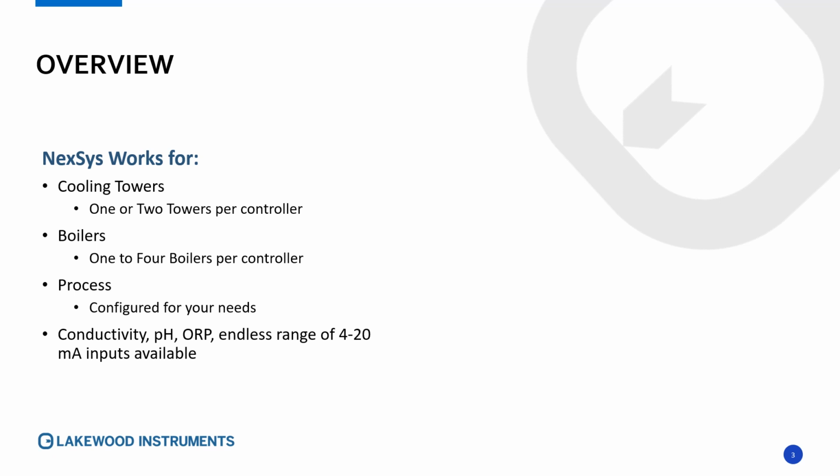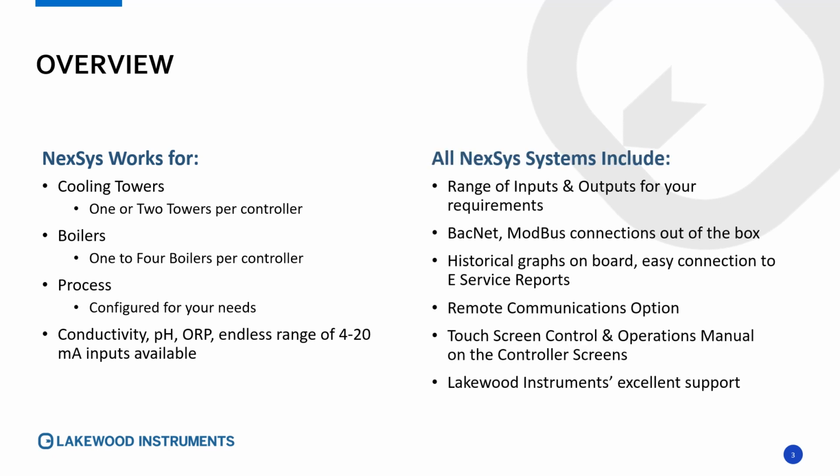The NexSys controller works really well for cooling towers. In fact, it can control either one or two cooling towers per controller. It also can control up to 4 boilers per controller. In process needs, it can do all kinds of things using connectivity, pH, ORP, or an endless range of 4 to 20 milliamp inputs. All NexSys systems include a range of inputs and outputs as described. It also, right out of the box, has connectivity for BACnet, ModBus, and LonWorks building management systems, which we'll talk about in a little bit more detail.